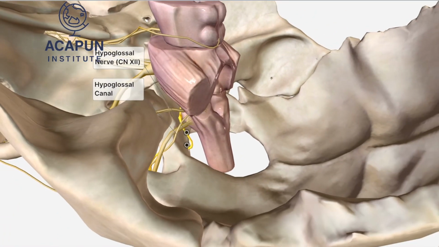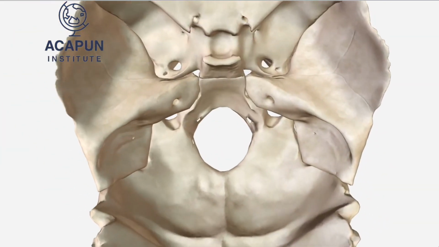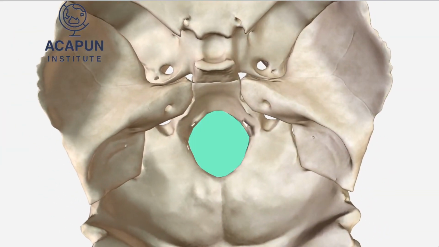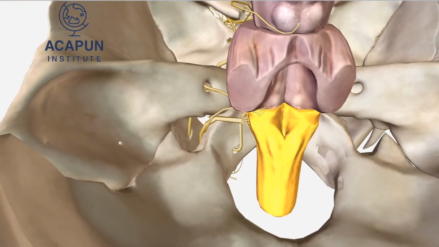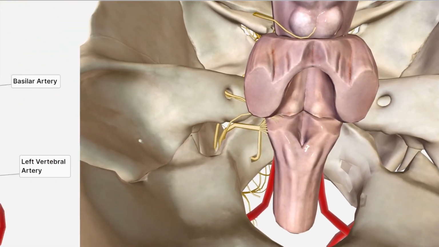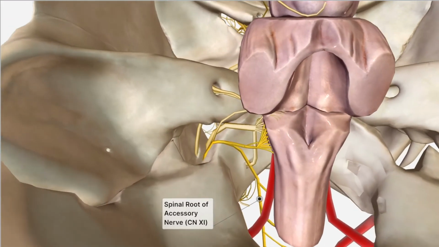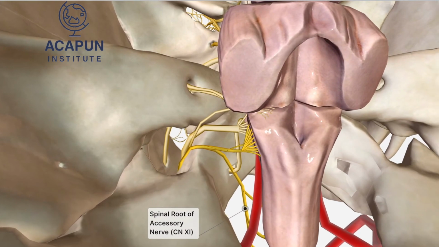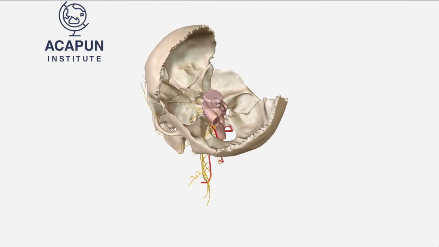Finally, we come to the largest foramen of the skull, formed by the occipital bone, the Foramen Magnum. The main structures that pass through include the medulla oblongata, the vertebral arteries, the spinal root of the accessory nerve, and the anterior and posterior spinal arteries, which are not shown here. So that completes this tutorial on the major internal foramina of the skull.